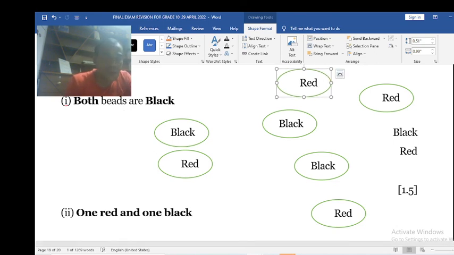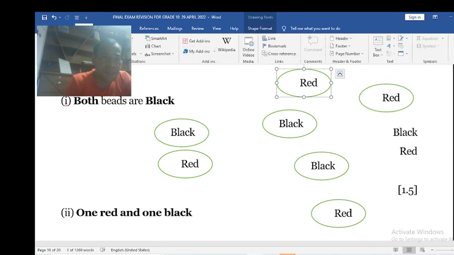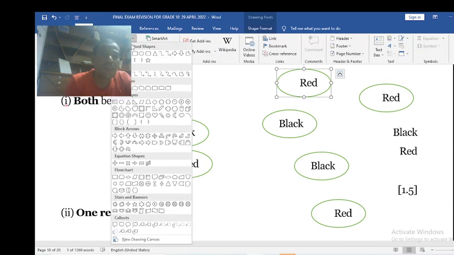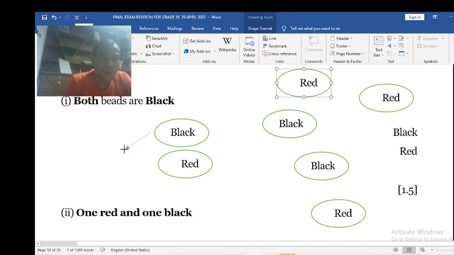So here, learners, insert. Okay, this one. Okay, I will do it like that. Rotation.